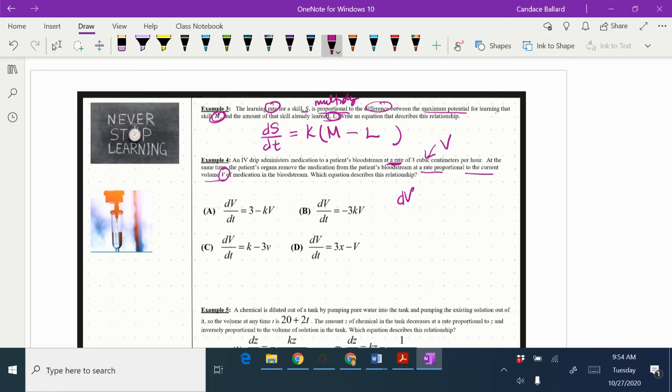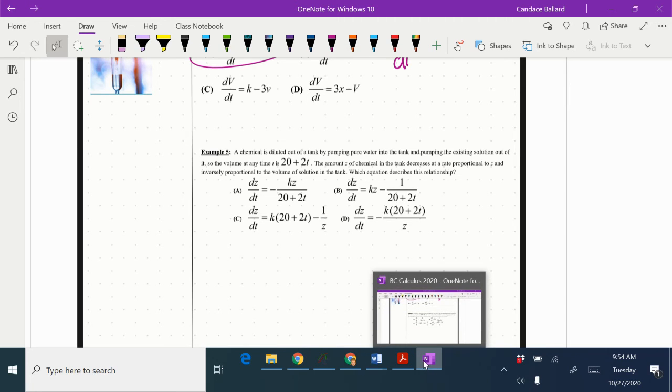Well, we're obviously doing volume over time, so dV dt. And then it says we're going to start with a rate of 3, and then I'm going to remove at the same time. Proportional means multiply. So multiply by the volume, because it said multiply by V right there. So it's got to be answer choice A.